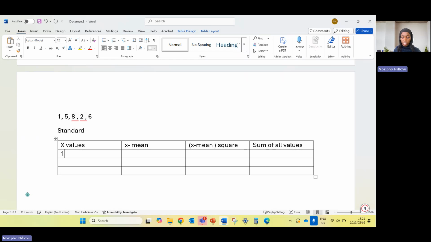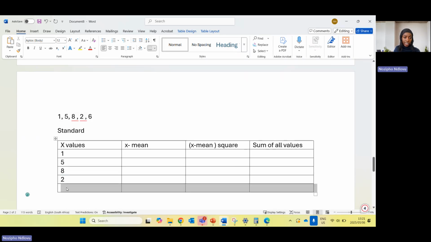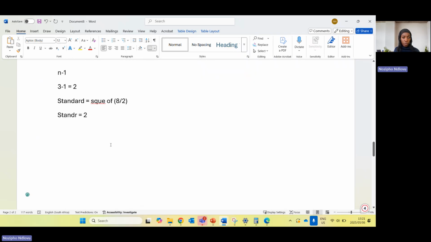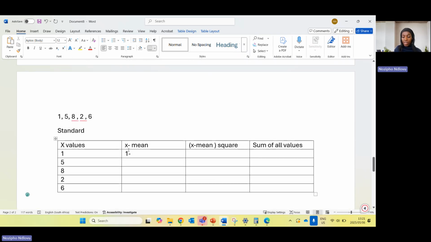Then the values we have here are 1, 5, you can put it in ascending order, it doesn't matter, and then we have 8, 2, then you have your 6. Then the x, it will be 1 minus, what was the mean for this? Remember when we were calculating the mean, we found the mean to be 4.4. So it's 1 minus 4.4, then here also 5 minus 4.4, 8 minus 4.4, 2 minus 4.4, then 6 minus 4.4.